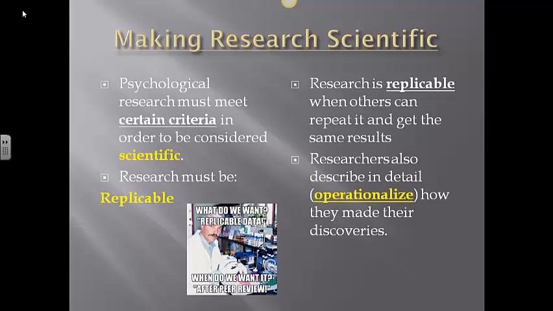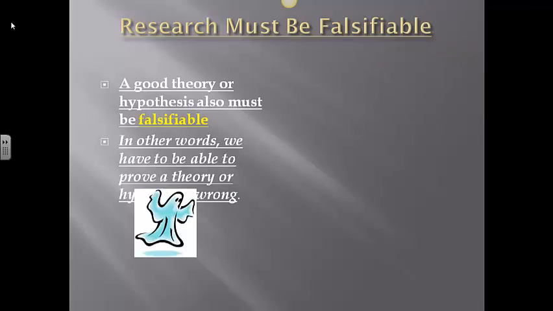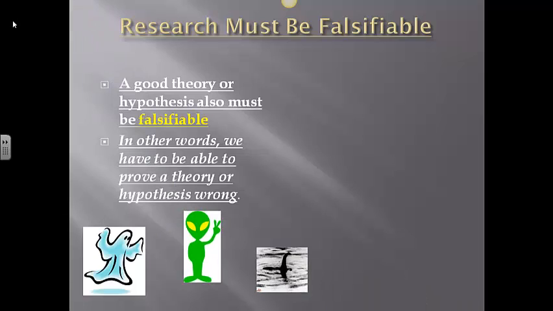So in order to do that, a very important process is operationalizing. We want to describe in detail how we made our discoveries, how we did our observations, how we set up the research. So if it's replicable, we can publish and have others repeat it. And research also has to be falsifiable, and not a lot of people consider this, but we have to be able to prove it false. And if we can't prove it false, then it doesn't stand up to the scientific method.